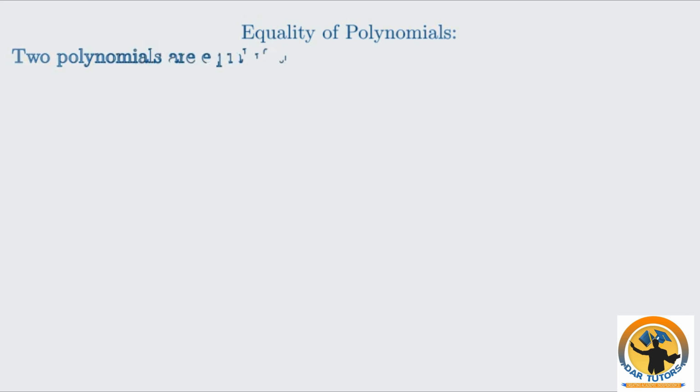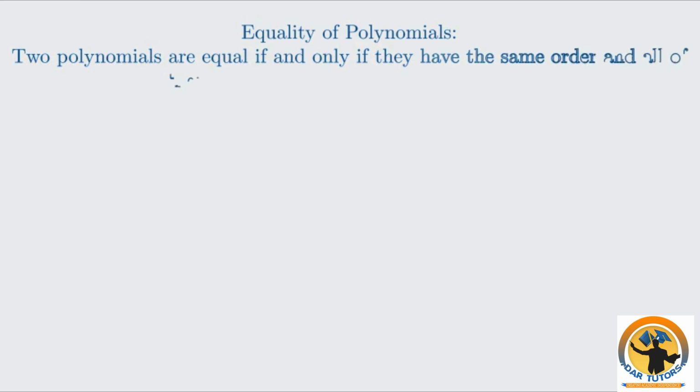A very important concept in working with polynomials is the idea of equality. Two polynomials are considered equal if and only if they have the same order and all of their corresponding coefficients are equal. This means that for two polynomials to be identical, the coefficient of x squared in the first must equal the coefficient of x squared in the second, the coefficient of x must equal the coefficient of x, and the constant terms must be equal. This property is incredibly useful for solving problems.